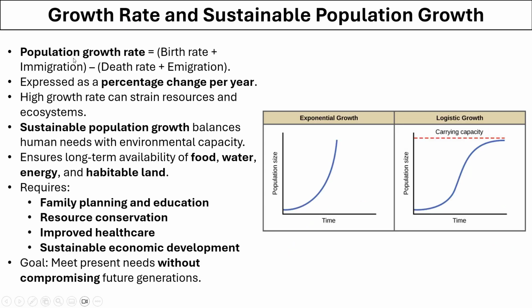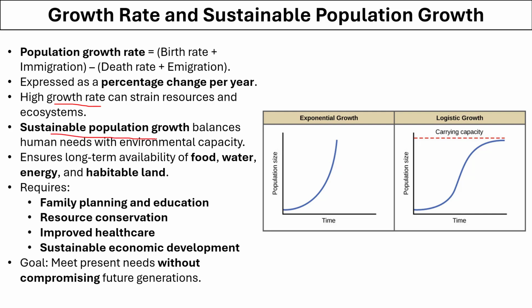So population growth rate is overall the number of people born and that come into a country minus the number of people who have been removed because of death or because of moving out of a country. It is expressed as a percentage change every year. A high rate of population growth can put real strain on the resources and ecosystem.